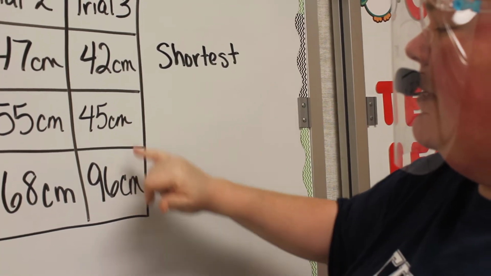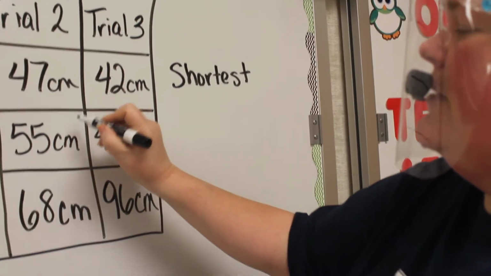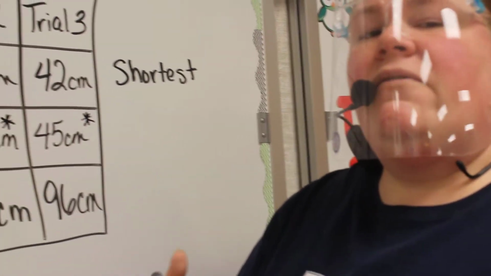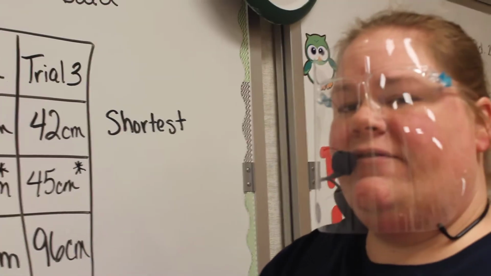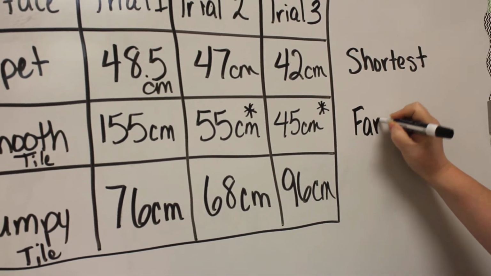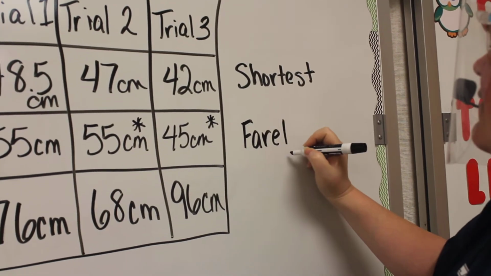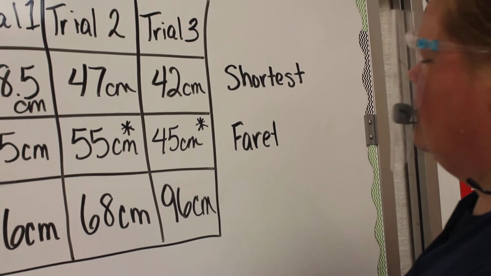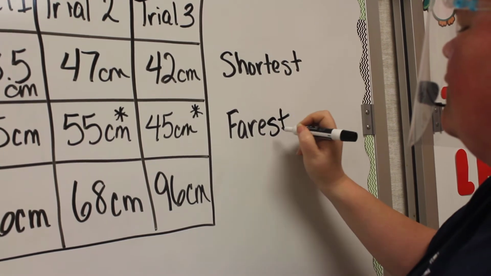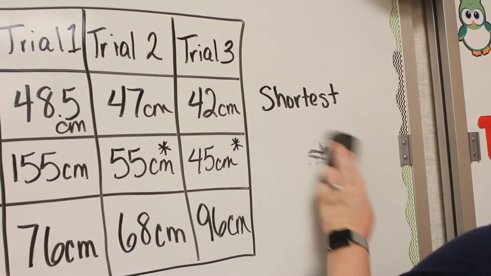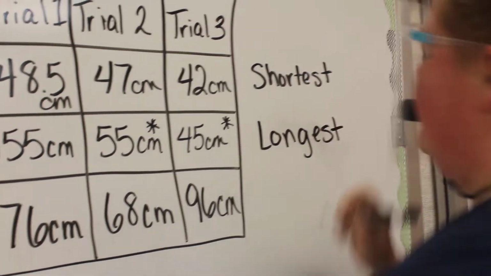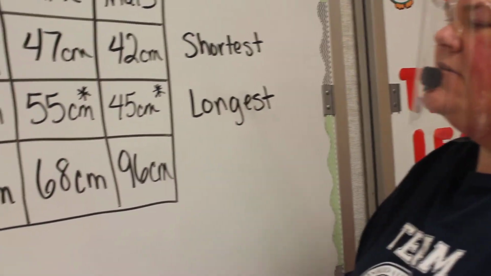So for the bumpy one, went out for that one. But these, we know that there were things that happened that changed the result. So overall, which one do you think we could say that the car traveled the farthest on? For this one, we could probably say that the smooth. Man, my spelling. Let's just do this. The longest distance.